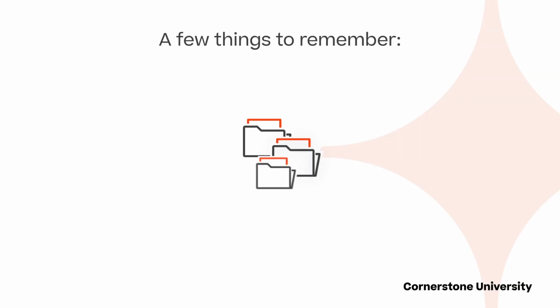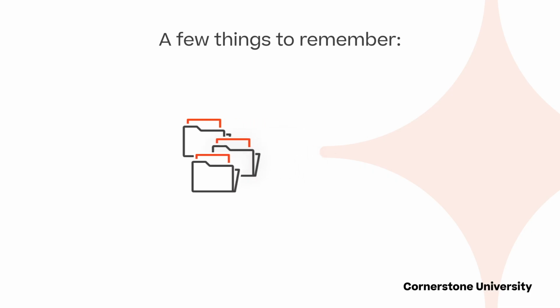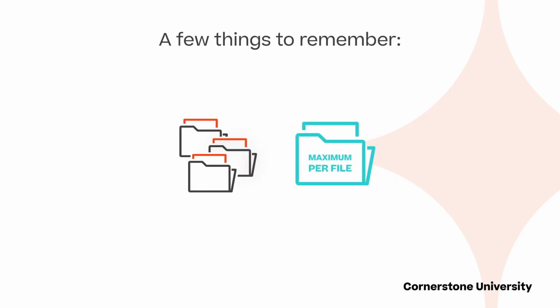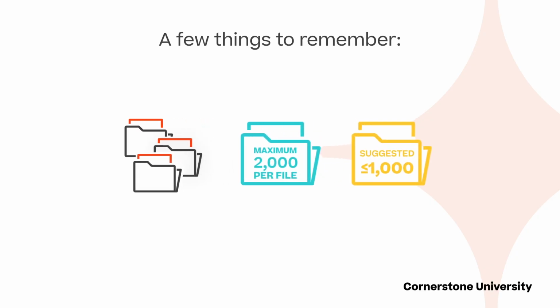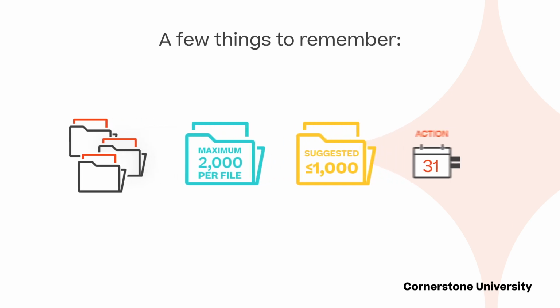A few things to remember. Multiple files can be uploaded at once. The maximum number of records that can be included in a file is 2,000, but 1,000 or less is recommended. And action date equals completion date in reporting.